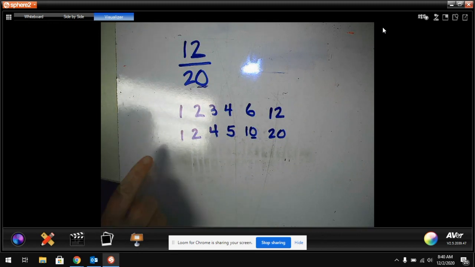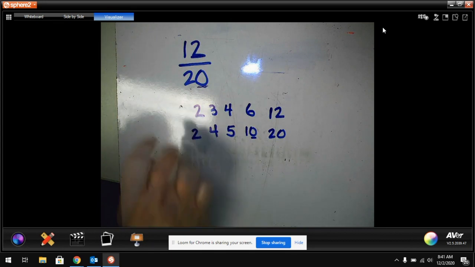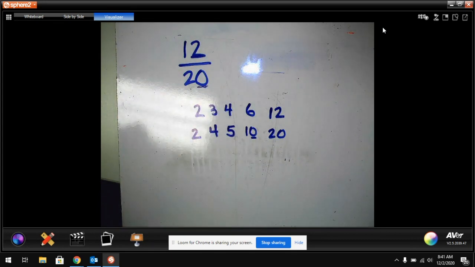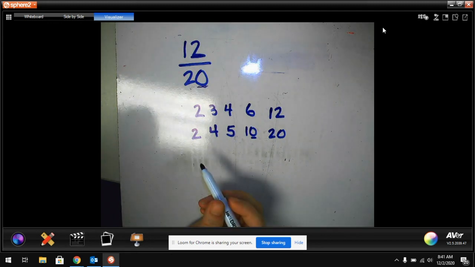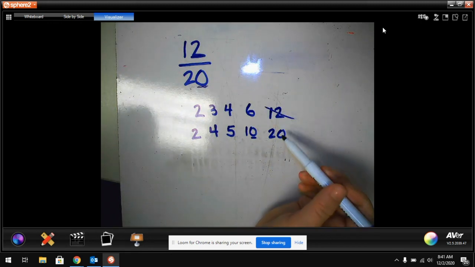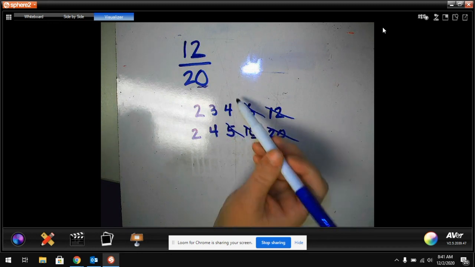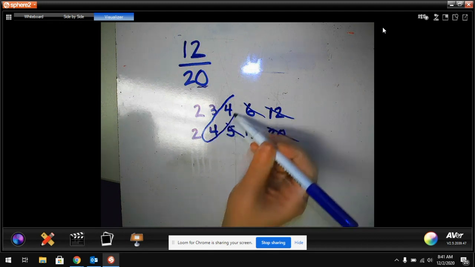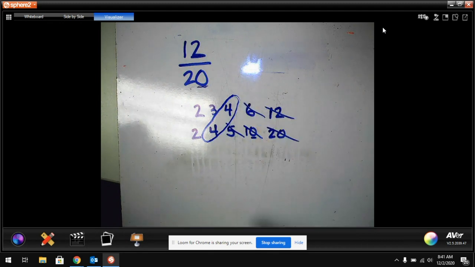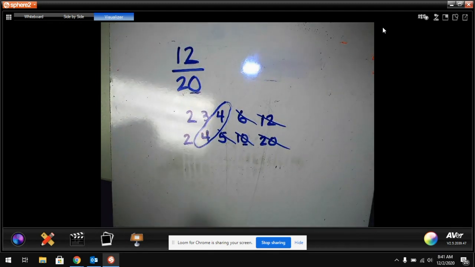In order to simplify, the definition again of a fraction being in simplest form is when the numerator and the denominator have no common factor other than 1. Okay, so we're going to get rid of that one. We want to find the greatest common factor, the biggest one that they share. Well, they don't share 12, they don't share 20, they don't share 6 or 10 or 5. What they share is 4. So the greatest common factor in this case is 4.